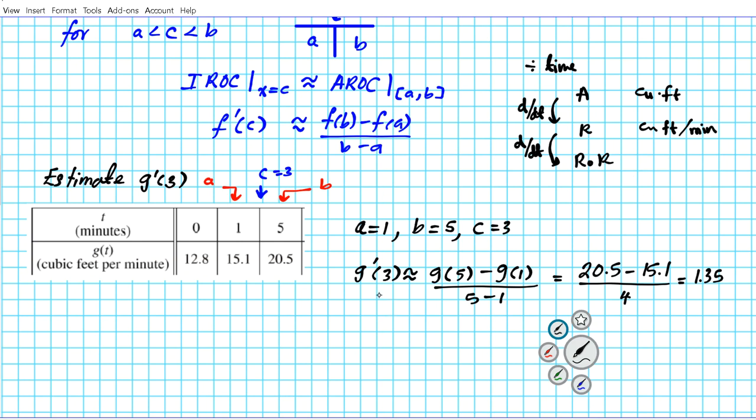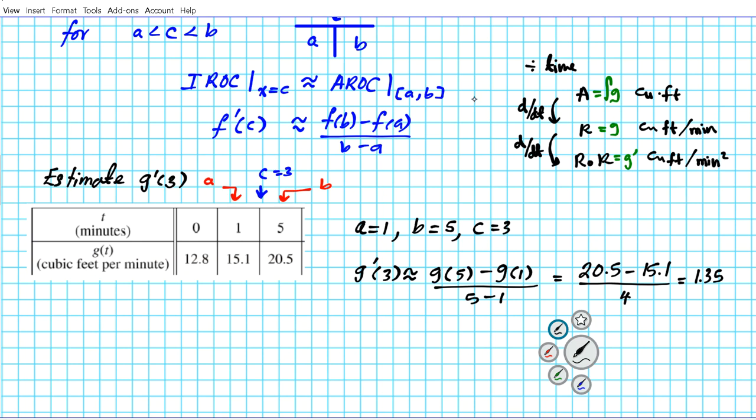But here we are estimating g prime. So if g is right here, so this is g, the rate, and then this is basically the integral of g, then this is g prime. This is what we just found, all right? So if you differentiate a rate in cubic feet per minute, guess what your unit is going to be? Your unit is going to be cubic feet per minute per minute, or cubic feet per minute square.